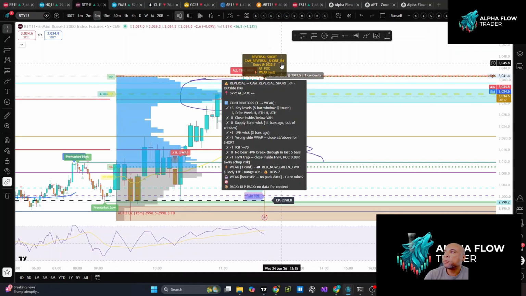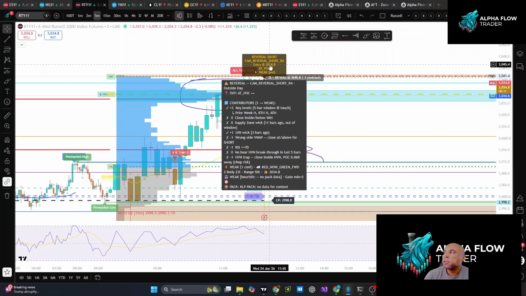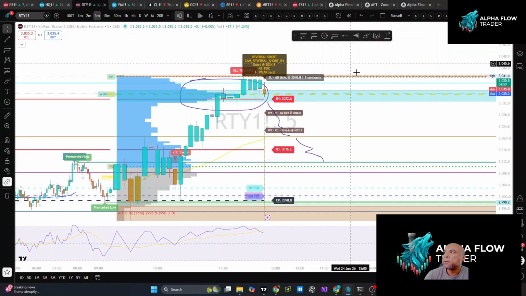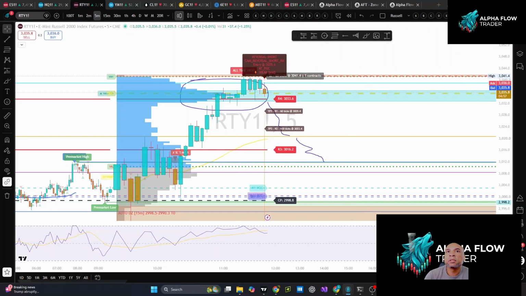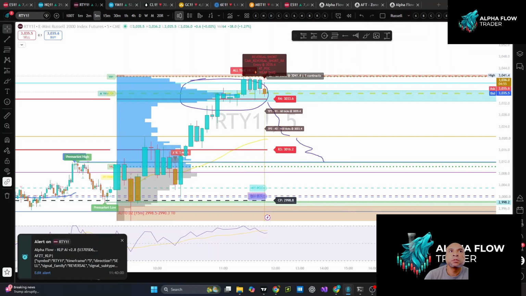Another neat feature with our indicator is if you hover over the label, it'll tell you all the confluences of why it's labeled weak or poor or good or strong. This particular signal is a weak signal with some negative aspects, it being on the wrong side of VWAP. All right, this is a confirmed signal.